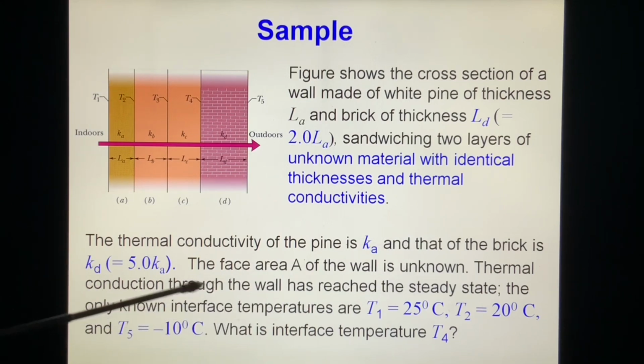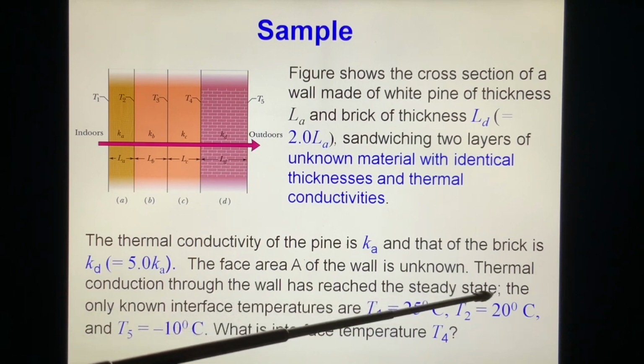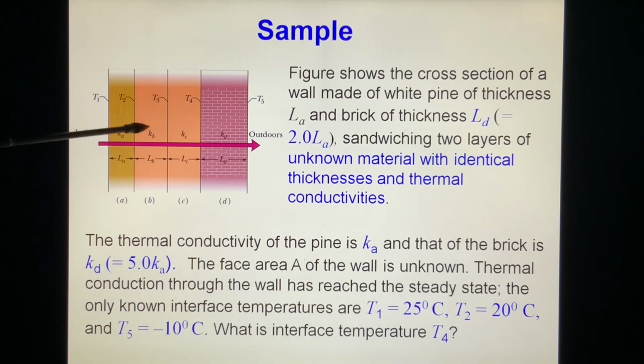Thermal conduction through the wall has reached steady state. So this is steady state. The heat passes through this, this, this, and this at the same time, it's the same. Okay, steady state. We only know interface temperatures: T1 we know, 25 degrees, T2, 20 degrees, T5, minus 10 degrees. What do I want to find? What is the temperature T4?